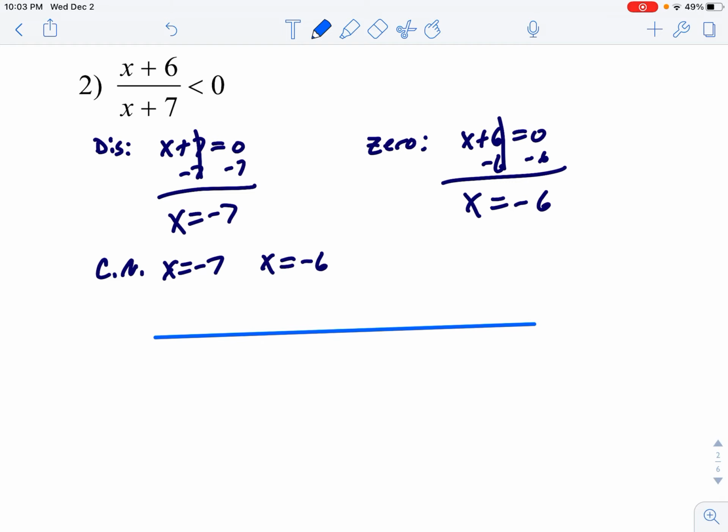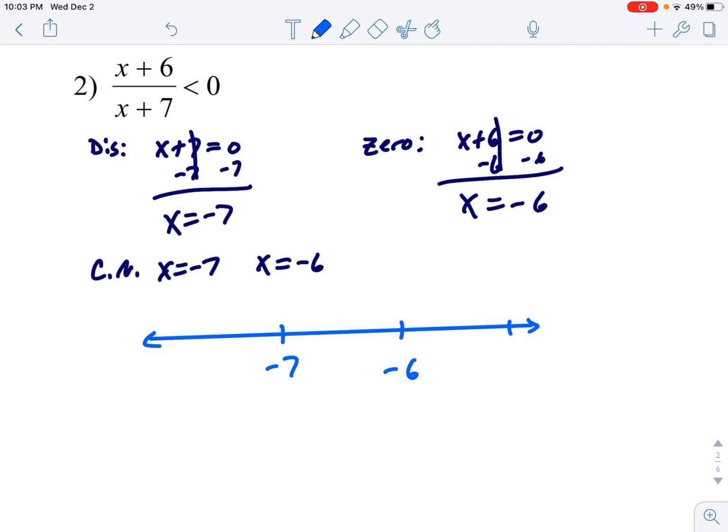And great thing about Notability is it'll snap to a nice straight line. And then our critical numbers are negative 7 and negative 6. So that has to be on the number line. You can throw in some extras if you like, but you don't need to get carried away. Don't go from like negative 10 to positive 10 and all that.